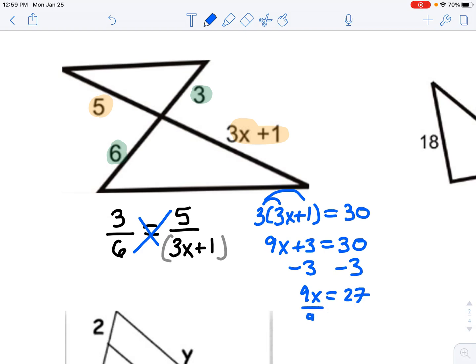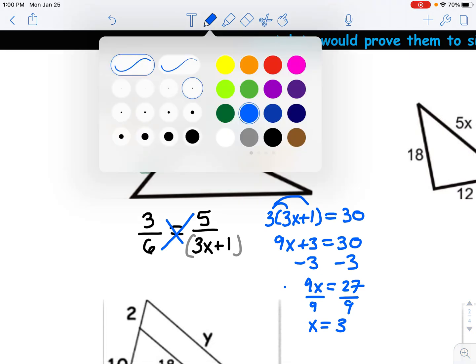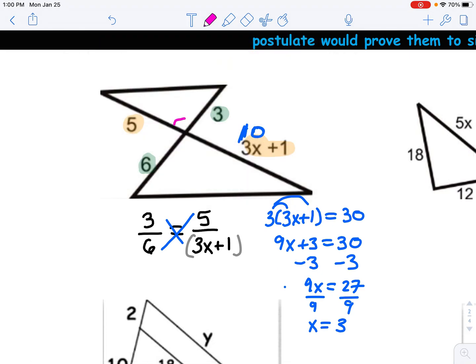We're going to have 9x equals 27. Divide both sides by 9. And x equals 3. All right, so what does this really mean? Well, if I plug in really fast, I'd have 10. Sides are proportional. Now, how do I know these two triangles are similar? Well, these angles right here are congruent because they're vertical angles.